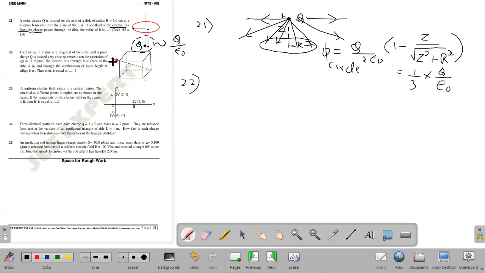22. In this question, we have a charge Q outside the cube, just outside this cube. This charge is just outside the cube.